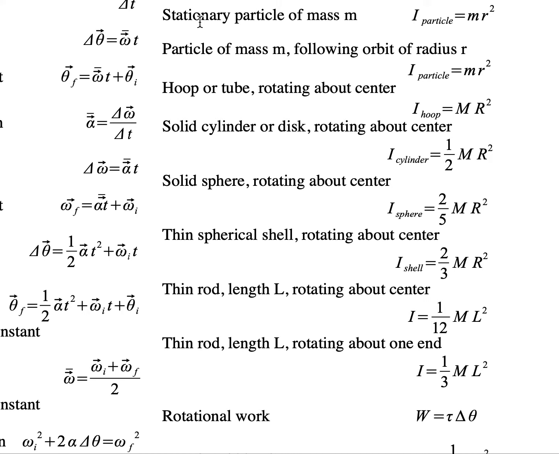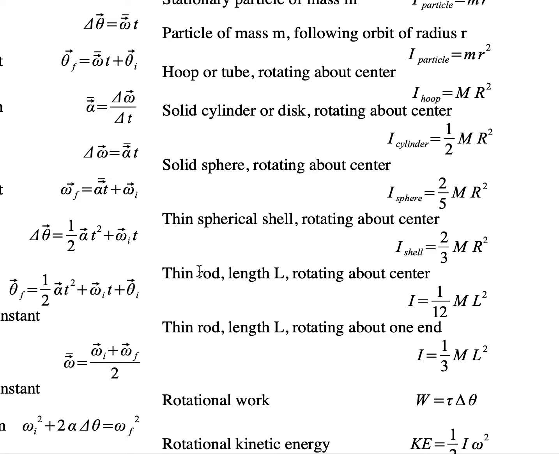Okay, so if you look here, we can see that a particle of mass m has the moment of inertia mr squared, even if that particle is moving and following some kind of orbit. It has the same formula. But what we're talking about for the beam would be a thin rod of length L that's rotating about center. That would be 1/12 mL squared. If it were rotating about one end, the moment of inertia formula would be different. It would be 1/3 mL squared. So that's something to watch for.